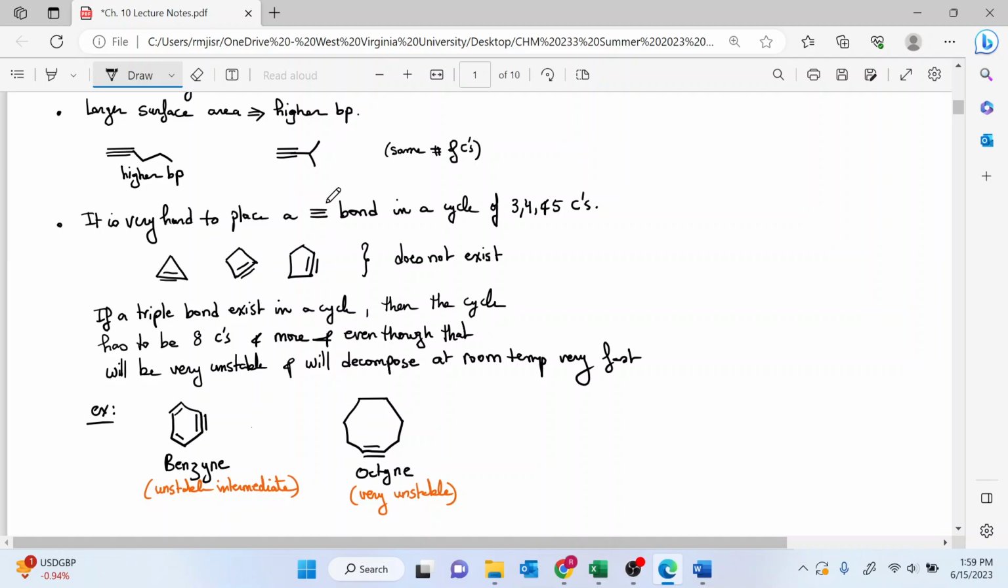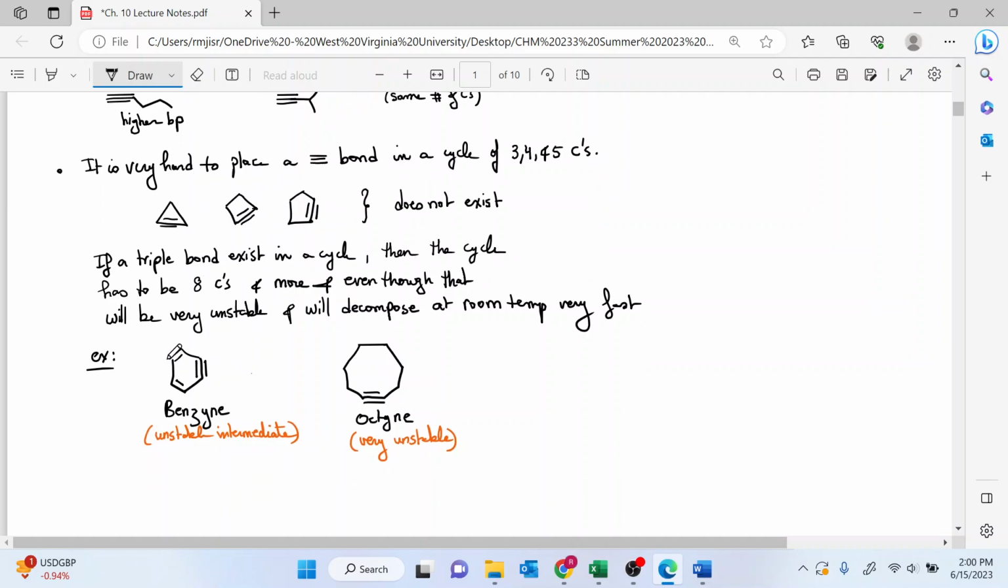Triple bonds are linear, and they cannot exist in a cycle of a 3-membered ring, 4-membered ring, or 5-membered ring. Now, if you want to put a triple bond in a cycle of 6-membered rings, that will be completely unstable. This is a benzyne intermediate. It's going to decompose at room temperature very fast. Triple bonds can be included in a cycle of 8 carbons or more because these cycles will have less angle strain compared to the 6-membered rings or less. But even so, the structure will also be unstable.